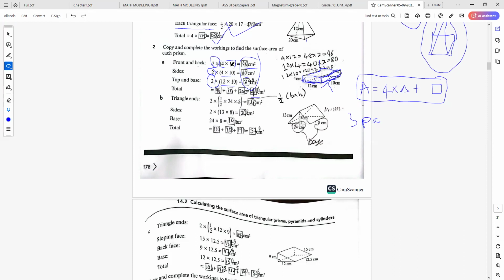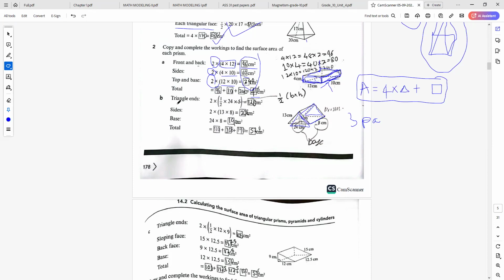Okay, so I'm not mentioning the calculation. I'm just telling you the idea so that you can try the questions by yourself. Now B part, here if you look at this figure, we have two triangular shapes and three rectangular shapes.